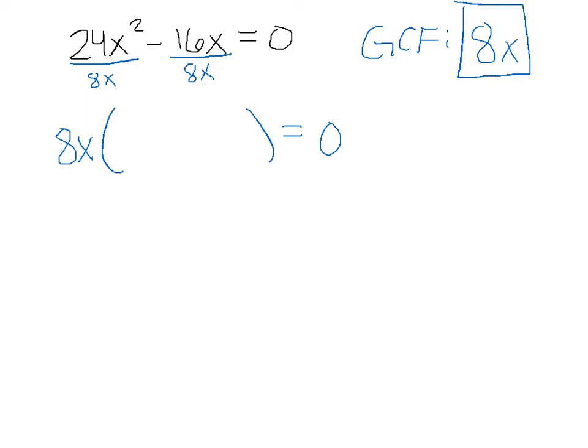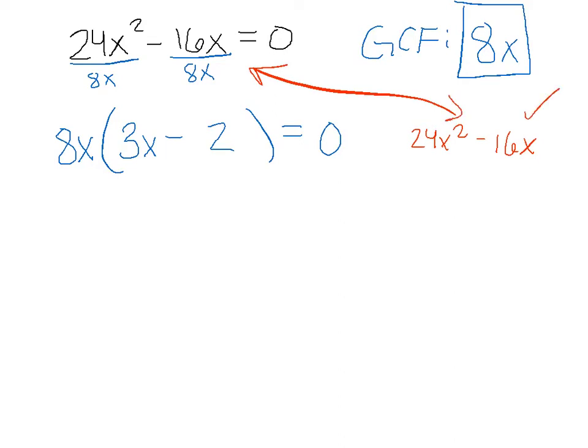So 24x squared divided by 8x is going to give me 3x, minus 16x divided by 8 is 2. Now, if you're not sure if this is correct, try distributing. 8x times 3x is 24x squared, minus 8x times 2 is 16x. You see how this is the same?